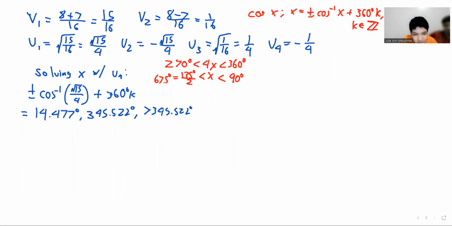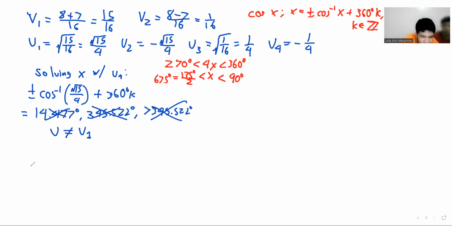Of course, those will be bigger than 360 because if k is greater than 1, then we will be using 720. It will be very large, which is preposterous since x must be less than 90 degrees. So these values are immediately crossed out, all of the k's that are greater than 1. So this 14.477 is less than 67.5. We can't accept that either. And that crosses out basically every single solution we have. So U cannot be equal to U1.